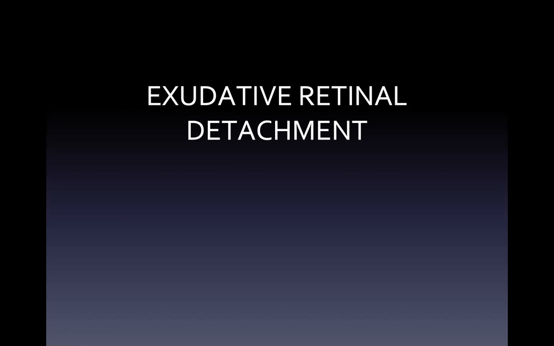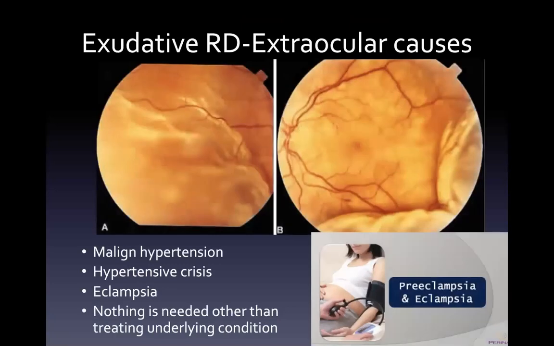And this was the tractional retinal detachment. Lastly, I will talk 10 minutes more about exudative retinal detachment. As you see here, we have both extraocular causes and ocular causes of exudative retinal detachment. As the name implies, the source of fluid is from the vessels. It is usually retinal vessels or choroidal vessels.